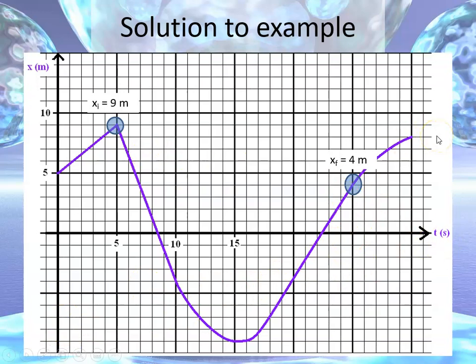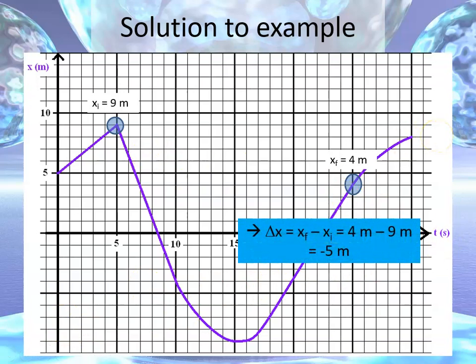So what's the displacement there? Delta x equals x final minus x initial. So there's showing your work. There's the formula. Equals, plug in the values. X final was 4 meters. X initial is 9 meters. 4 meters minus 9 meters is -5 meters.